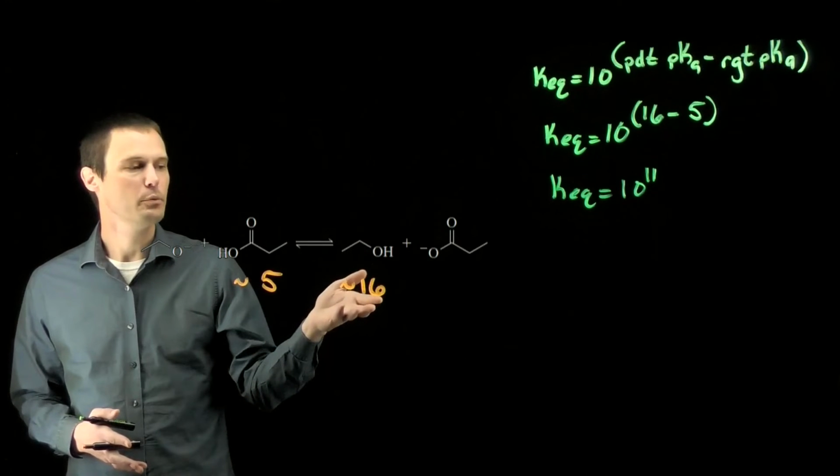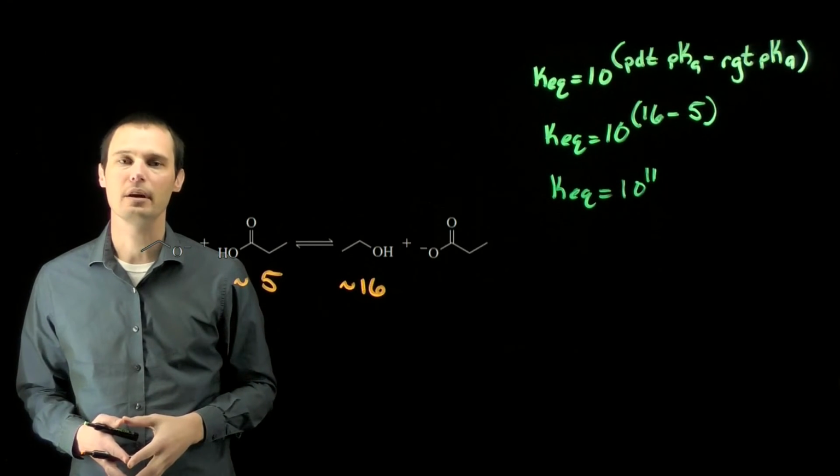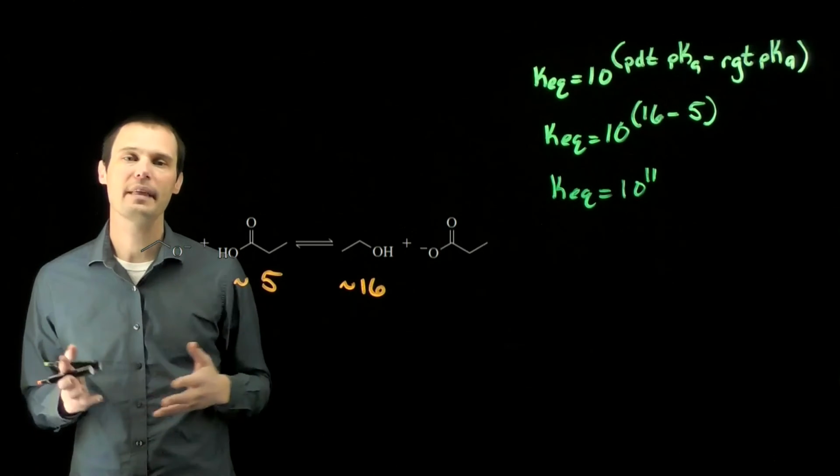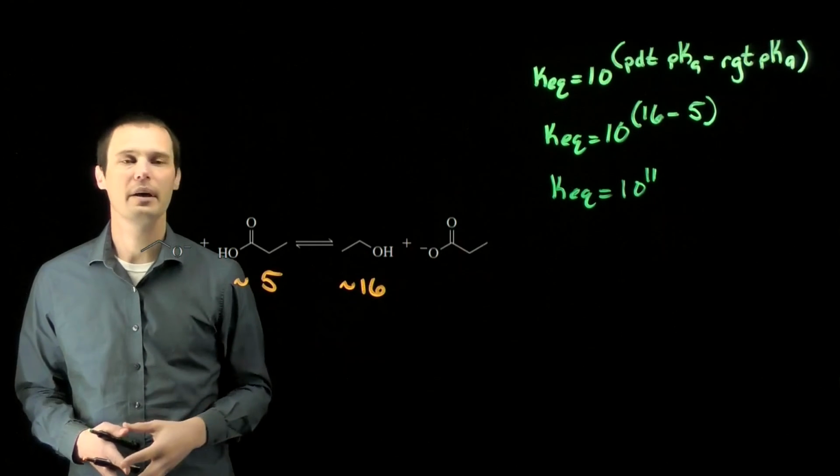A higher pKa value means that the alcohol is a weaker acid than the carboxylic acid. Because the product side has the more stable acid and base, that side of the equilibrium is favored with a KEQ value of 10 to the 11th.